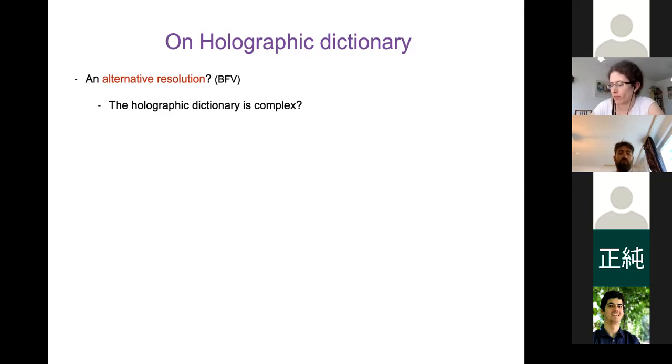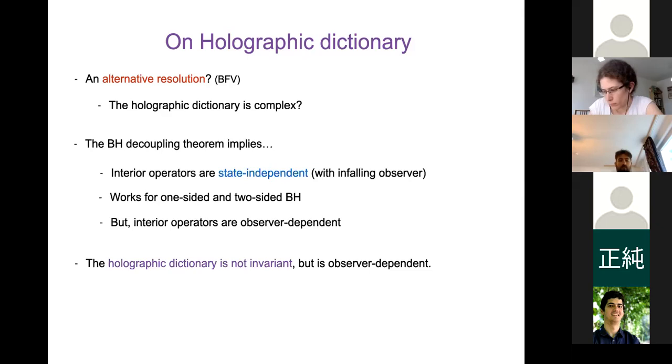But it is actually quite instructive to look at our proposal from the perspective of the holographic dictionary. There is a very important implication from the black hole decoupling theorem, which is the following. It turns out that the construction of the interior partner mode is independent from the initial state of the black hole. In other words, it is state independent. In fact, the same expression of the interior partner mode works for any initial state of the black hole, including one-sided or two-sided black hole.